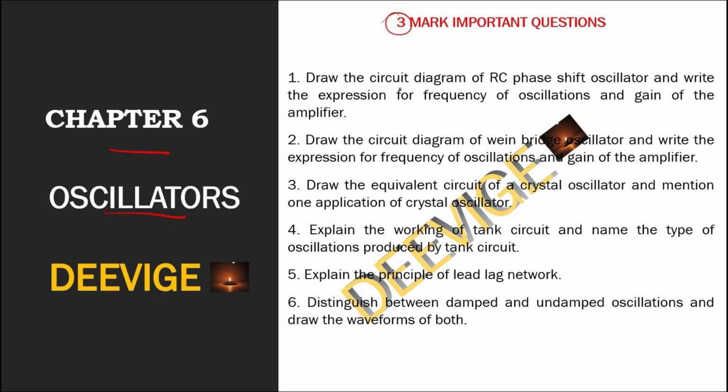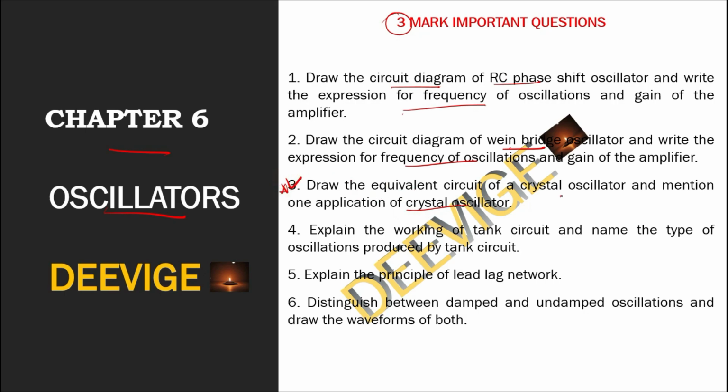Then chapter 6, oscillators, 3 mark questions. Draw the circuit diagram. Here I have given only 2. They can ask any RC phase shift oscillator, Wien bridge oscillator, Colpitts oscillator, Hartley oscillator, or even crystal oscillator, and write the expression for frequency of oscillations. Then this is again an important question.